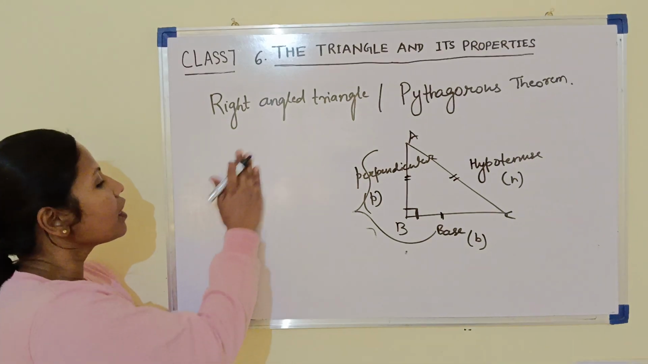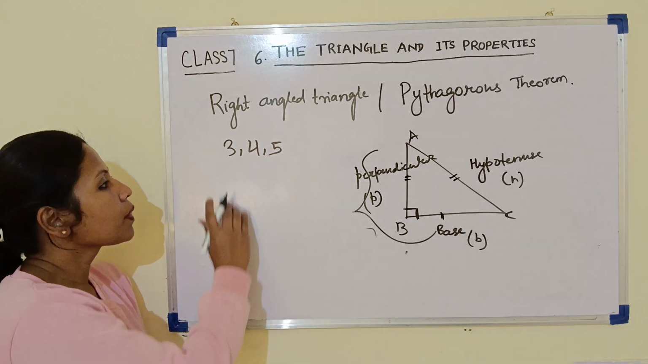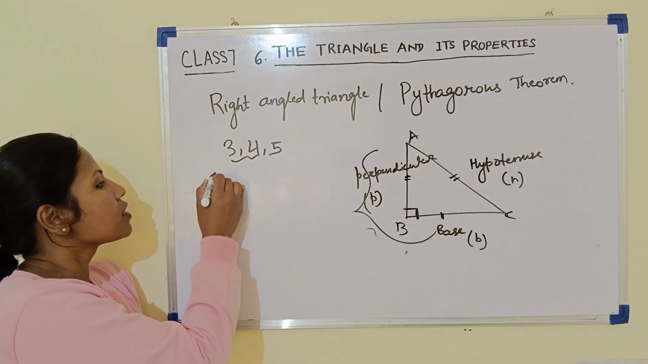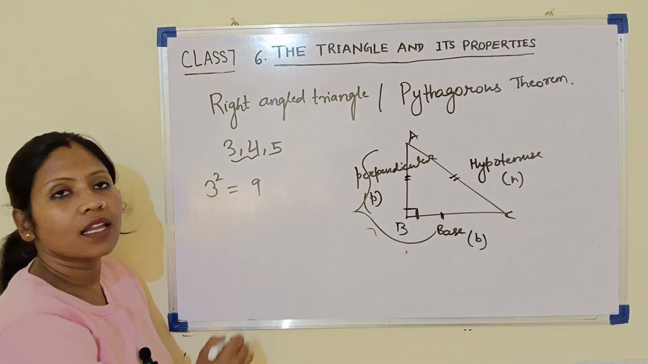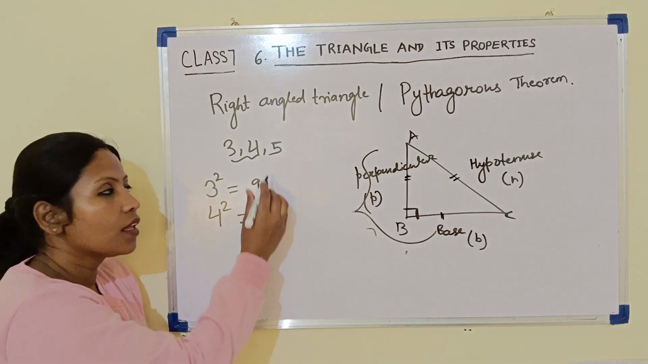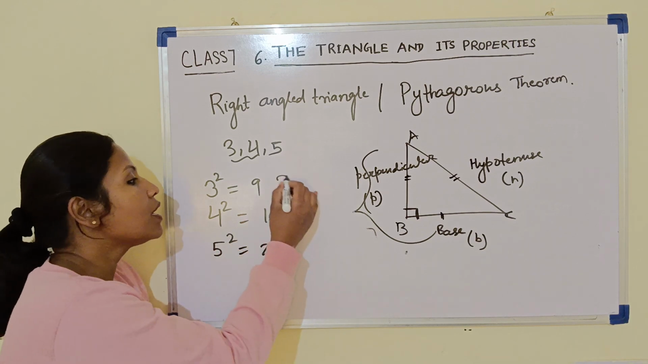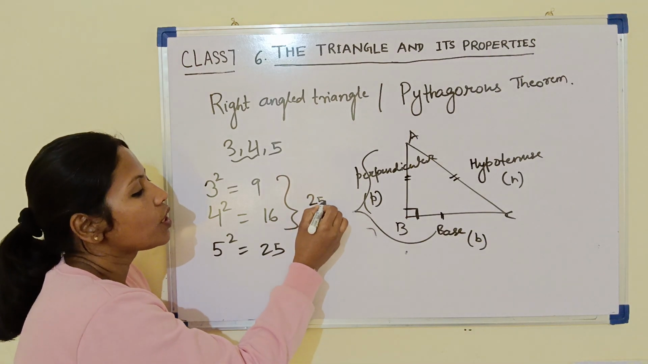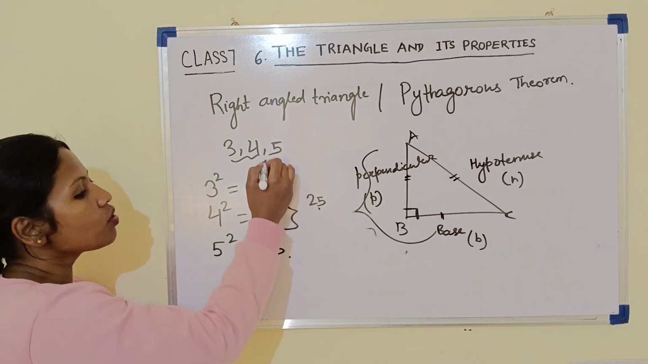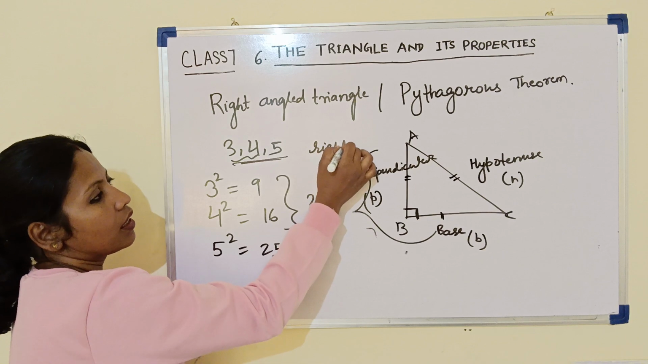For example, take 3, 4 and 5. These are the two smaller sides, so I'll take the square of them. 3 square is 9. 4 square is 16. Then this is 5, and 5 square is 25. Now I will add: 16 plus 9 is 25. So 25 and 25, these two are equal. So this combination will form a right angle triangle.